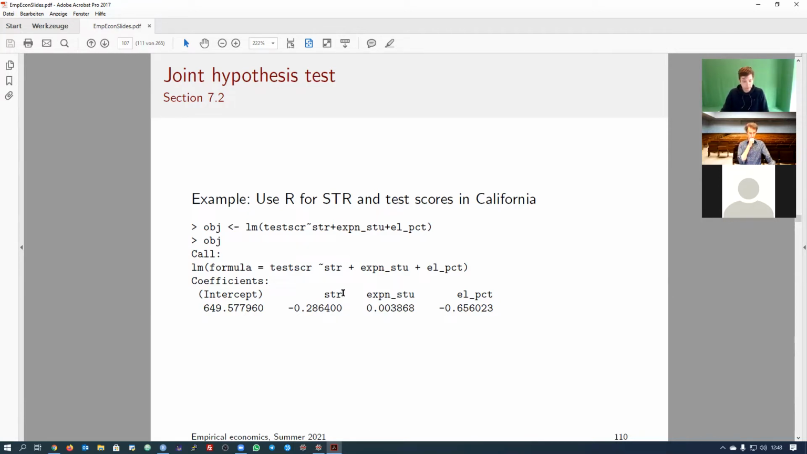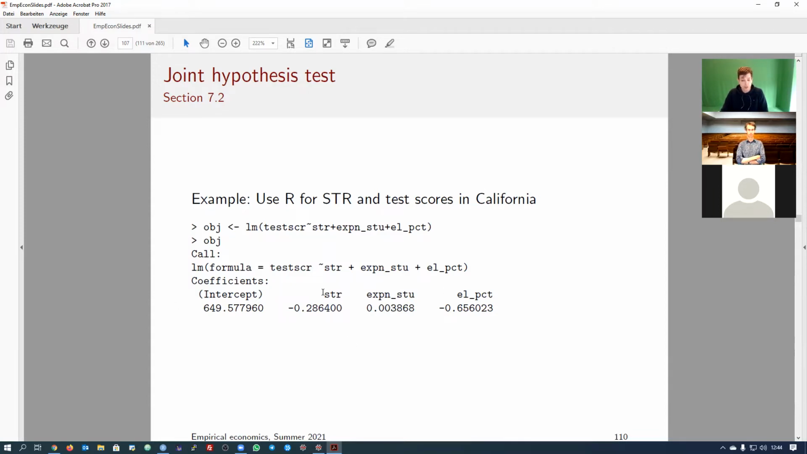Now let's have a look at the results of the regression when we add expenditure per student as an additional variable in our regression. And we see that again, our coefficient of student-teacher ratio decreases in absolute value at least. Now it's only 0.28. And expenditure per student has a value of 0.0038. So at first glance, a very small value, but remember, this is the influence that a single additional dollar spent per student per year has. So a very low amount of money, obviously.